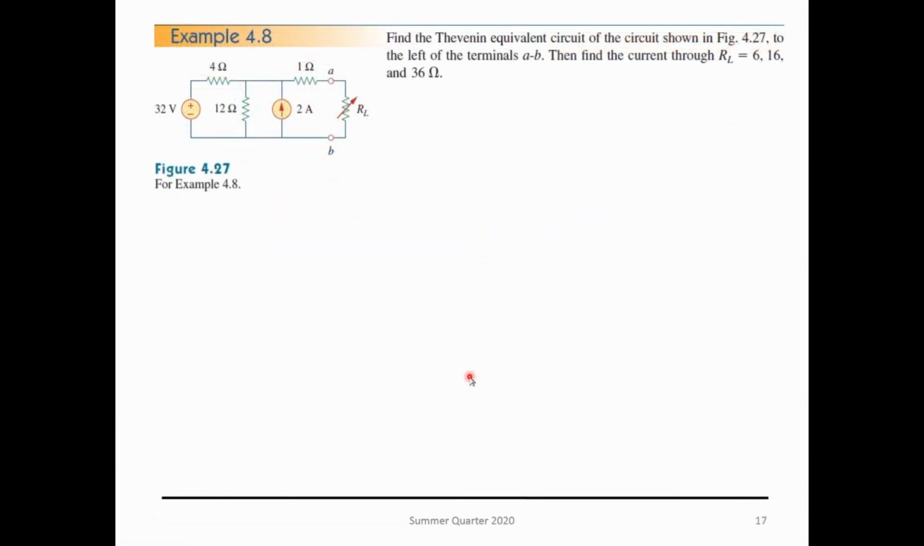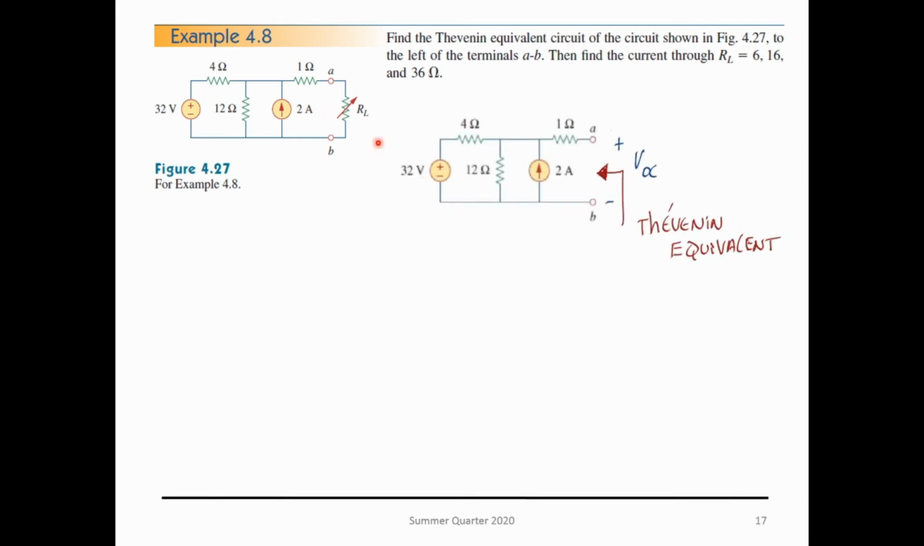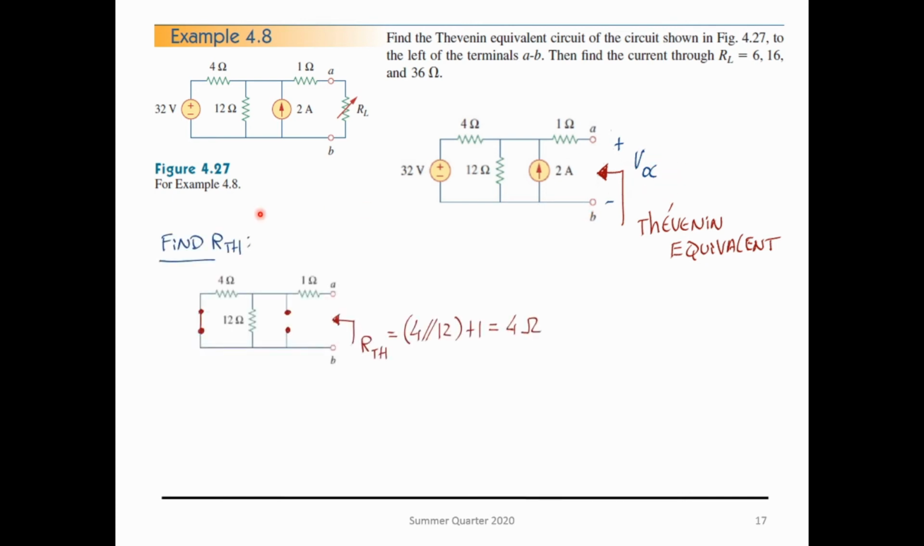Next one, we have the Thevenin equivalent. So for the Thevenin, what we need to do is we identify the 2 points that we are trying to find that equivalent circuit for. And we're going to find the Thevenin resistance and the open circuit voltage. So for the Thevenin resistance, let's short circuit the voltage sources. Let's open circuit the current sources. Find the equivalent resistance, and I get 4 in parallel with 12 plus 1, which gives you 4 ohms.